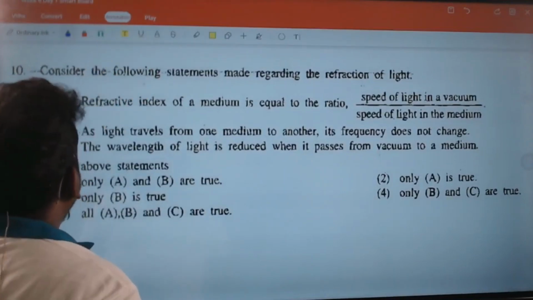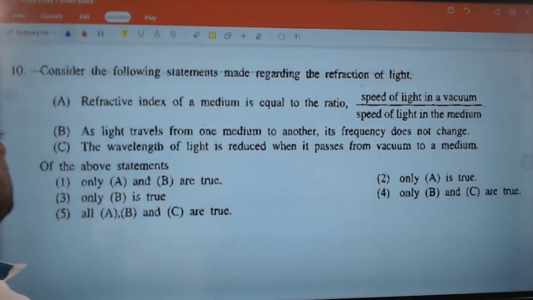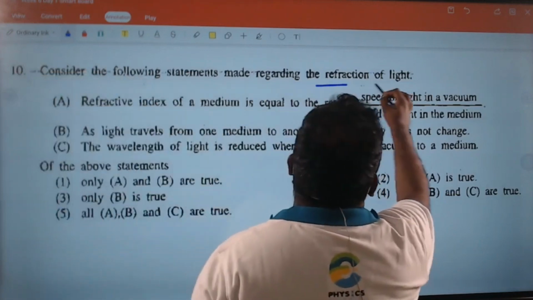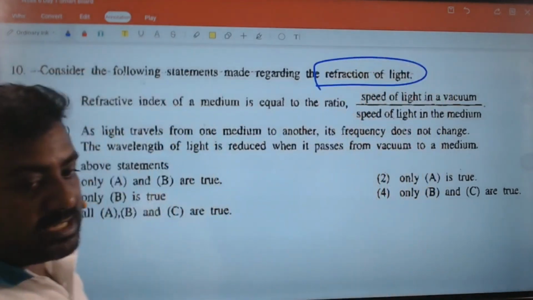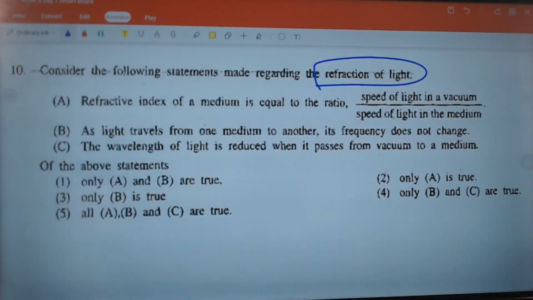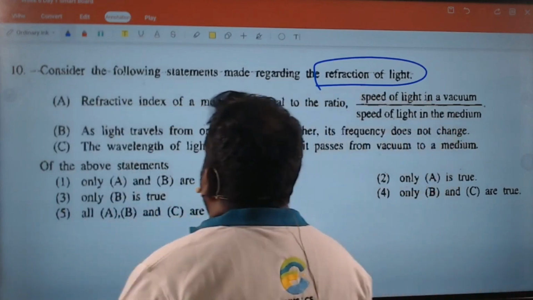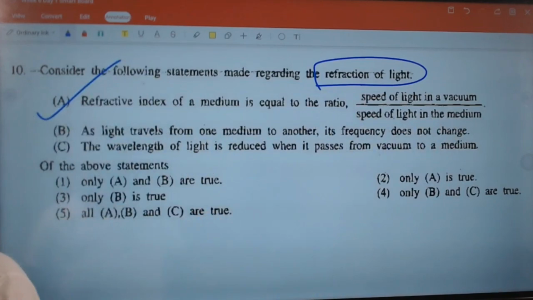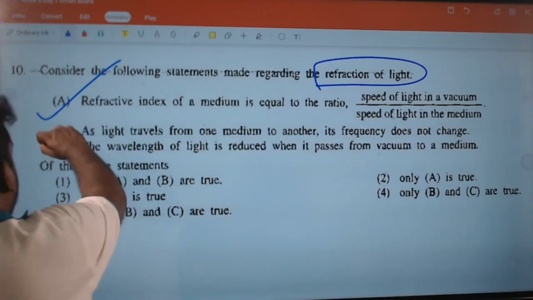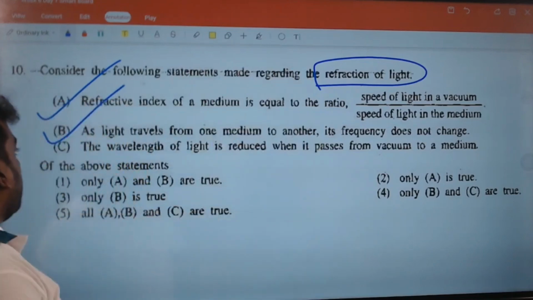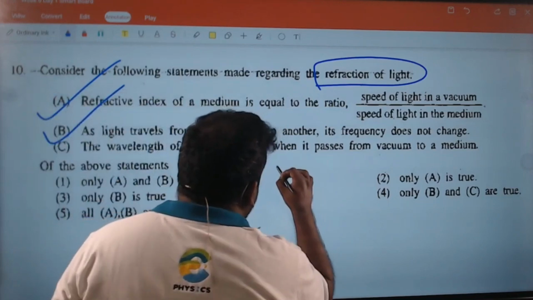Next one. Consider the following statements made regarding refraction of light. Refractive index of a medium is equal to speed of light in vacuum over speed of light in medium. Correct? A light wave travels from one medium to another. Frequency does not change. Correct? Wavelength of light is reduced when it passes from vacuum to medium.